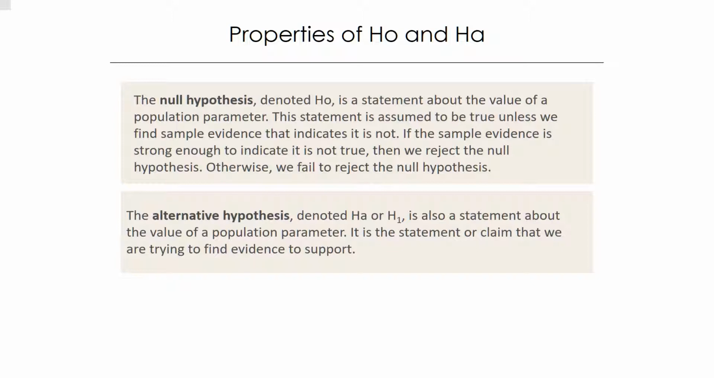The alternative hypothesis, denoted H sub A or sometimes H sub 1, is also a statement about the value of a population parameter. It is a statement or claim that we are trying to find evidence to support. And you'll see as you study these that the null hypothesis is always going to involve equality to some value or equality between two parameters, whereas the alternative hypothesis is going to be that that parameter somehow differs, is greater than or less than or not equal to some value or some other parameter.